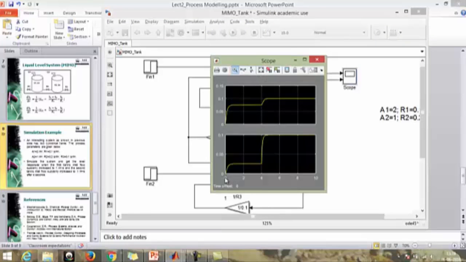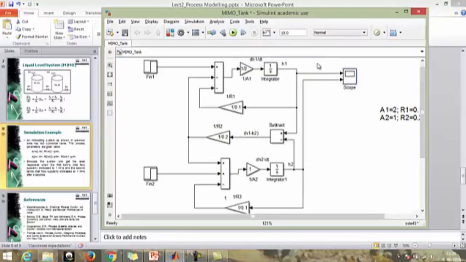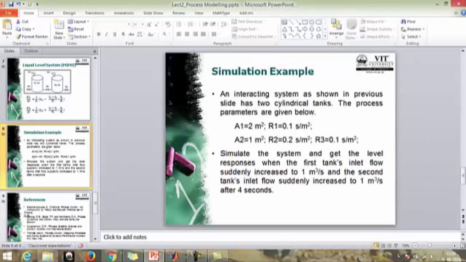So if you press auto scale, you can see the response. Since the first tank gets the input first, there is a large change in level 1, and then the second tank gets a large input after 4 seconds. So you can see a large change in level 2 after 4 seconds, where it is minimal in tank 1. This way you can simulate the multi-input multi-output case using basic blocks available in SIMULINK.